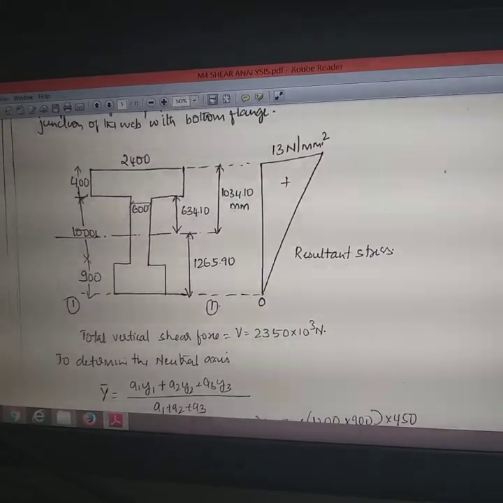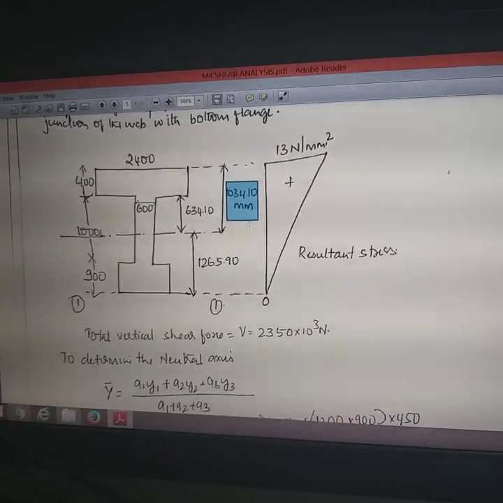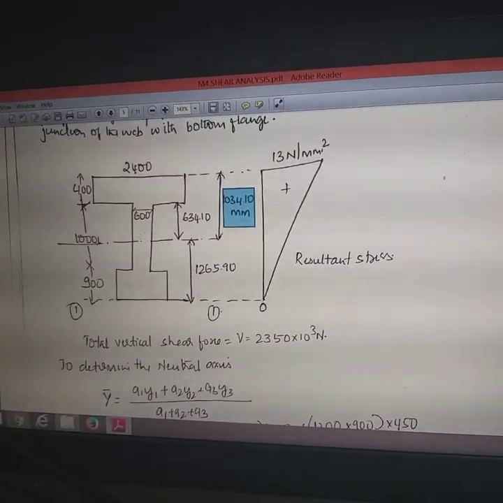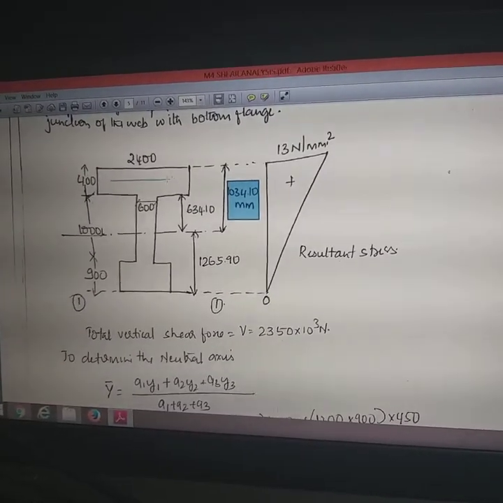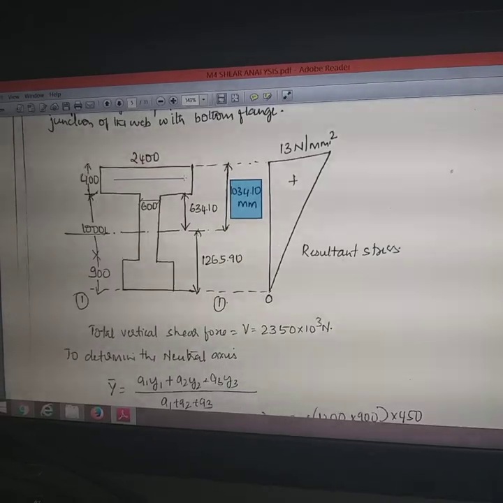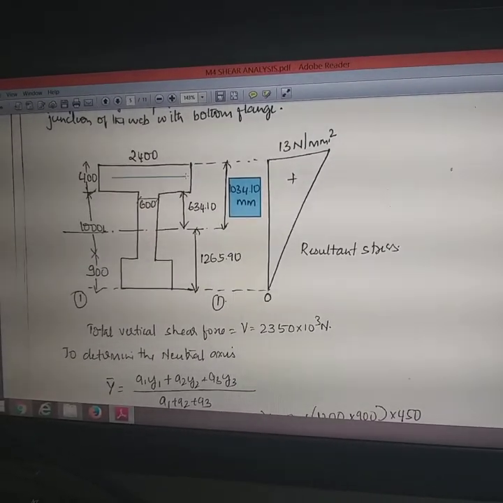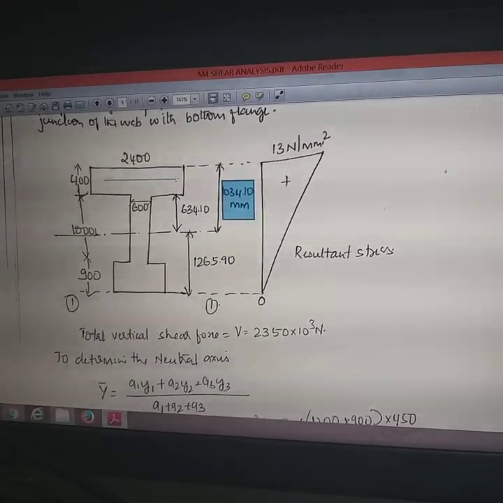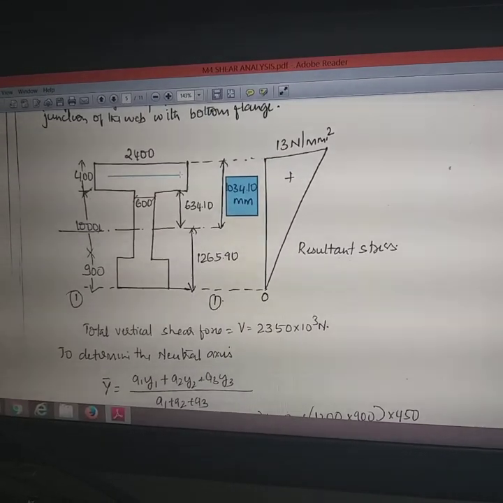So this 1034 is the depth of the neutral axis from the top portion. Now we are calculating the distance between the centroidal axis and the reference line. So this is the centroidal axis of the top flange, and the distance between this reference line and the centroidal axis we have to compute. So how do we compute? We can compute it easily.